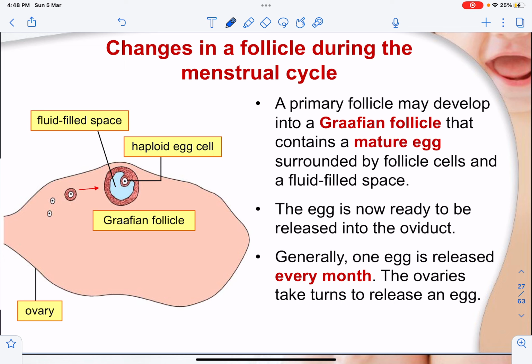For the female human body, there are two ovaries. That doesn't mean that both ovaries will release simultaneously. For the majority of us, it's generally a shift. Let's say the left one will release this month, then the following month it will be the right. But there are cases where both ovaries can release at the same time, and that's where you have the chance of getting twins. Not identical twins, but just twins per se.